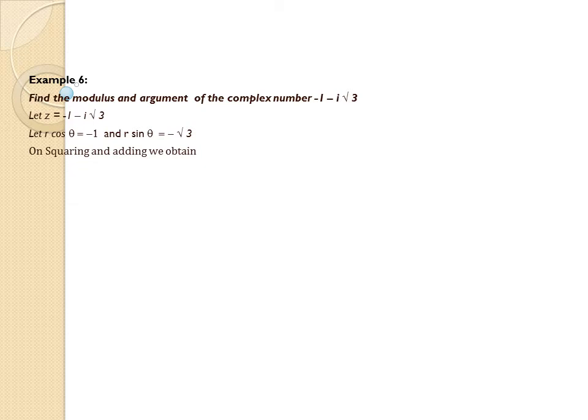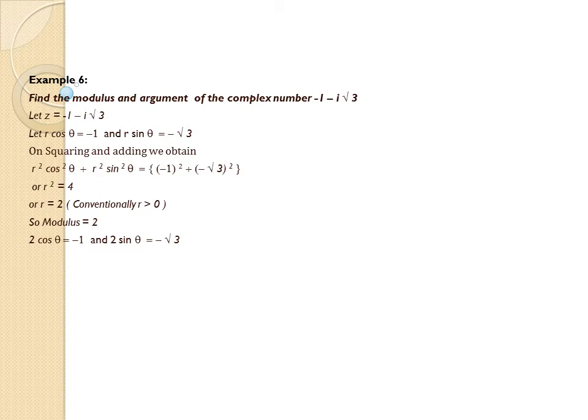So on squaring and adding, we obtain r square cos square theta plus r square sin square theta equal to (-1) whole square plus (minus root 3) whole square. Because cos square theta plus sin square theta equal to 1, r square equal to 4, or r equal to 2, because conventionally r is greater than 0, as we are finding the modulus and argument. So modulus equal to 2.